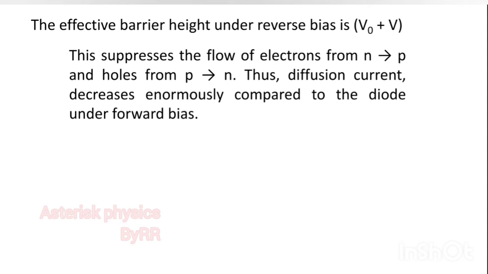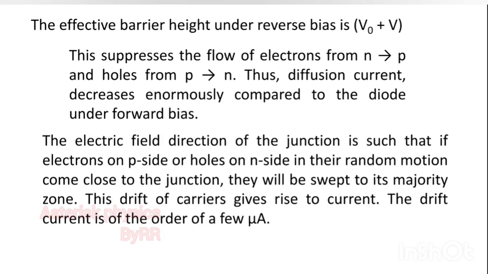Since the barrier height increases, the majority charge carriers, that is electrons, cannot cross the depletion region from the N side to the P side. Similarly, the majority charge carriers, holes, cannot diffuse across the depletion region from the P side to the N side. Thus, diffusion current decreases enormously compared to the diode under forward bias.